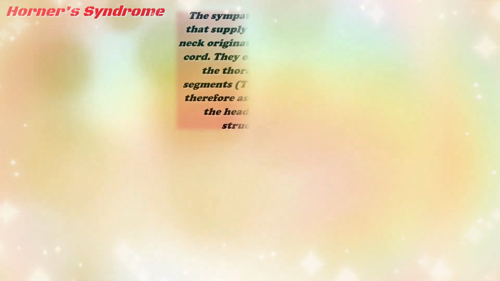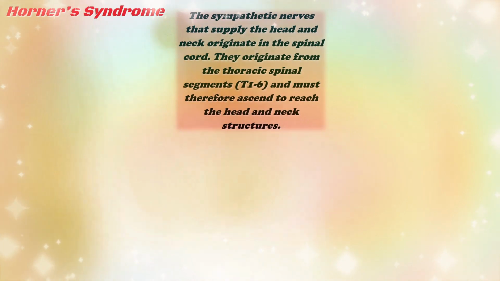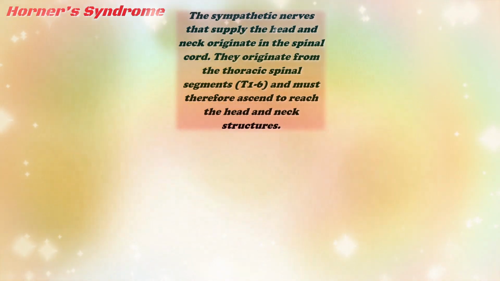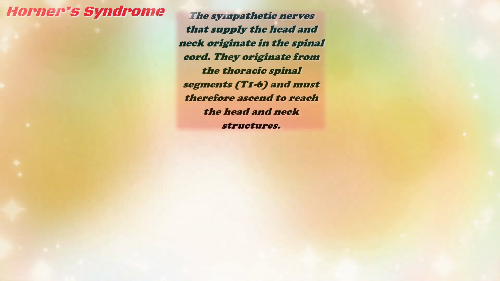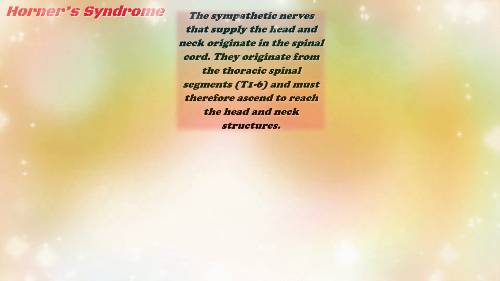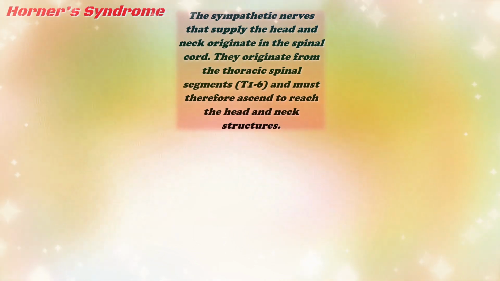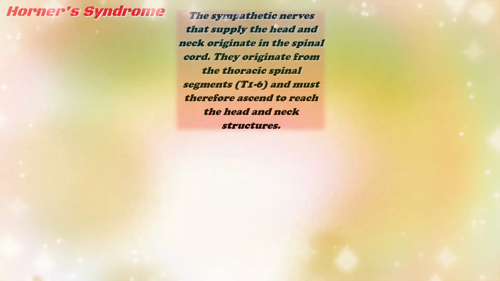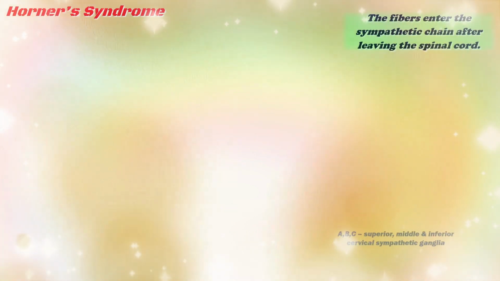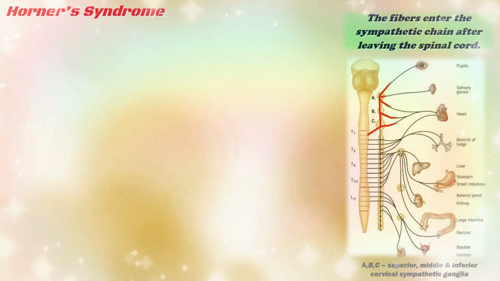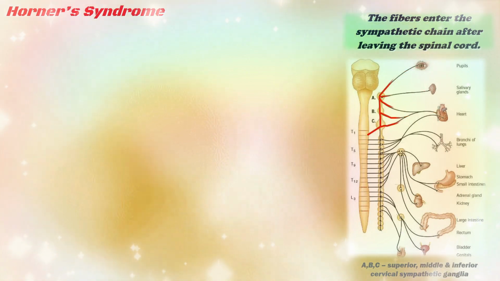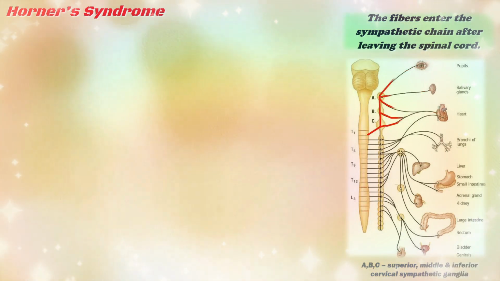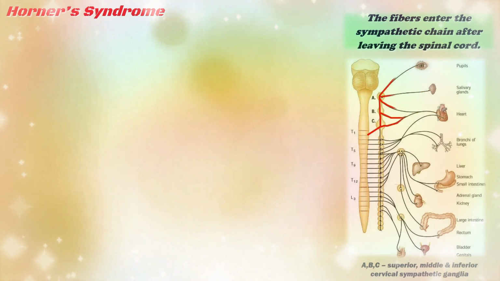After spinal cord exit, sympathetic fibers join the cervical sympathetic chain. The spinal cord segments T1 to T6 give rise to head and neck sympathetic nerves. Sympathetic nerves climb in the sympathetic chain to reach head and neck structures. Now because of T1 spinal nerve lesion, the sympathetic innervation is lost on the affected side.